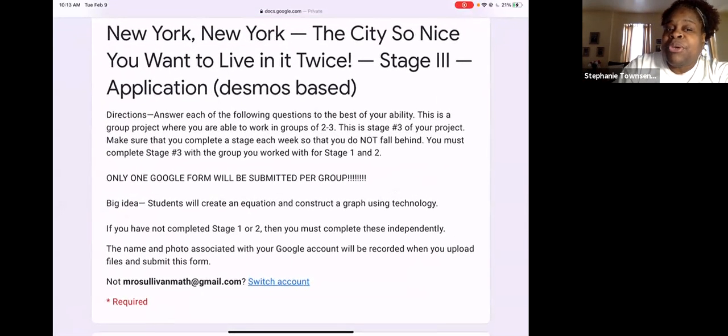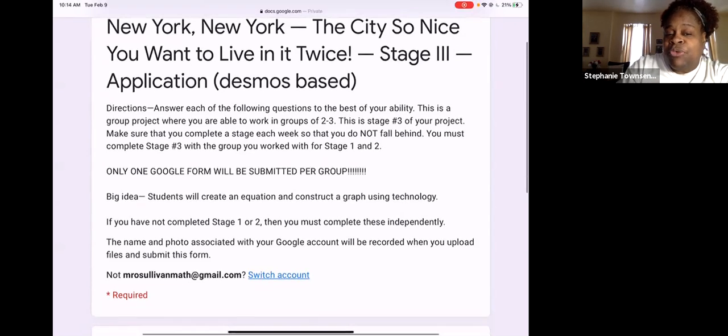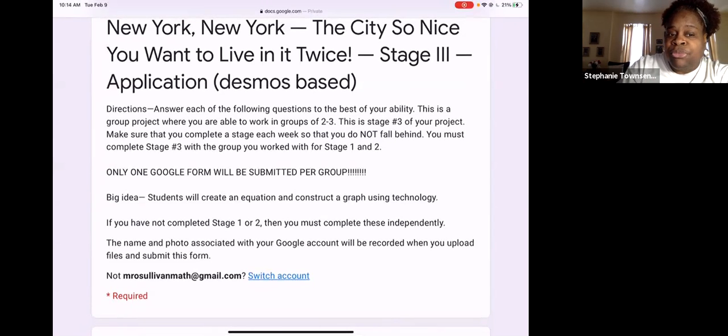This is a group project where you are able to work in groups of two or three, with the exception of the group of four. Remember, this is stage three of your project, so we're expecting that you've already completed stage one and two. Make sure that you complete a stage each week so that you do not fall behind, and you must complete stage three with the group you worked with for stage one and two. Only one Google form will be submitted per group, and we're expecting that you will create an equation and construct a graph using technology. If you have not completed stage one or two, then you must complete this independently. You cannot move on to stage three without completing stage one and two.